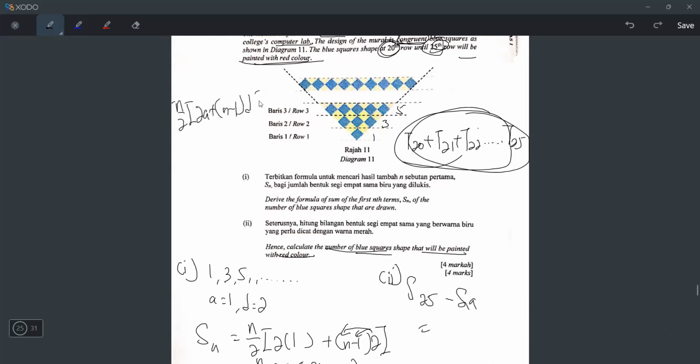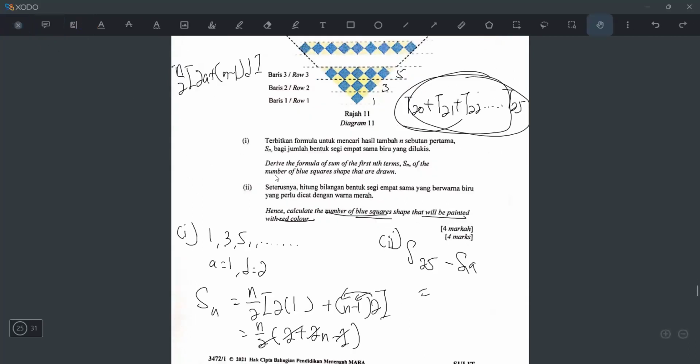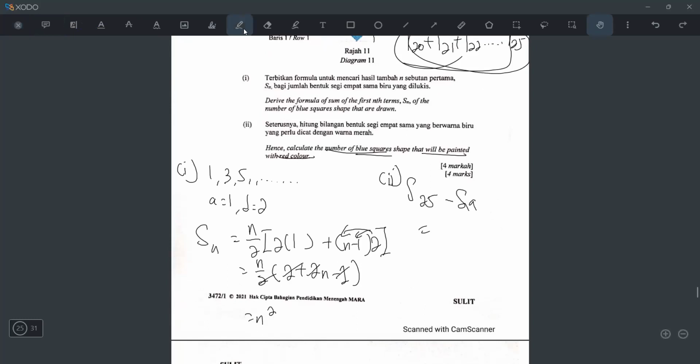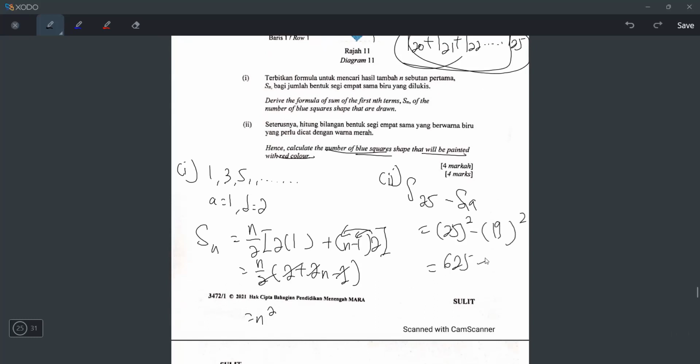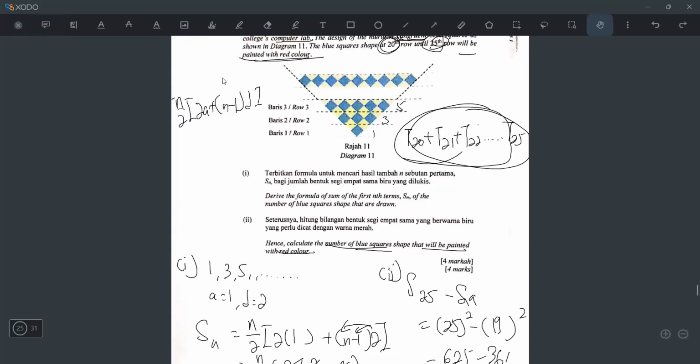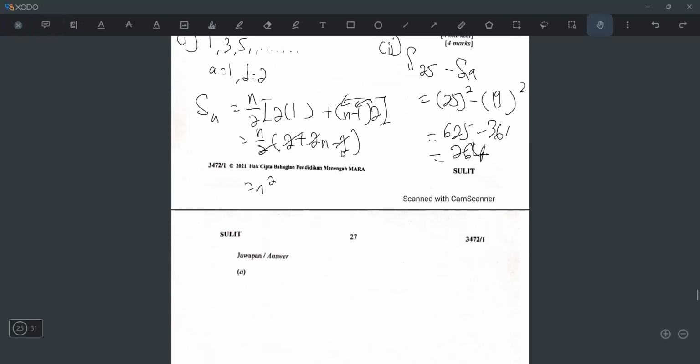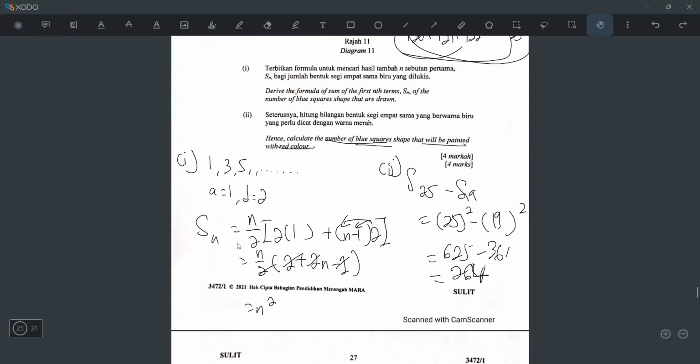Okay, not wrong. If you use this formula, the n you substitute 25, the a you substitute 1, d is 2. But you can use the formula you got from number 1 just now, which is just n squared. So it will be faster. Just put 25 squared, 19 squared, 625 minus 19 squared, I don't know, 361, and then 625 minus answer. So you get the answer so quickly, 264. All right, so that is the answer. You want to use the n over 2 formula also can. But I use this formula because I already got the formula from number 1 just now.